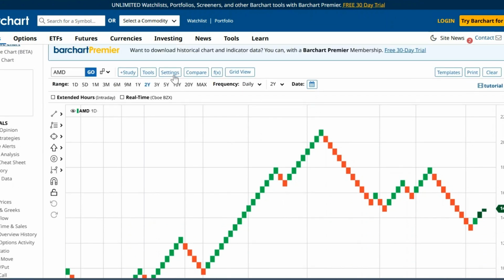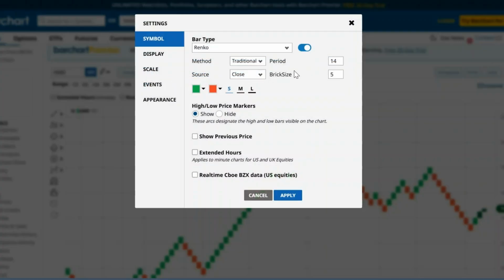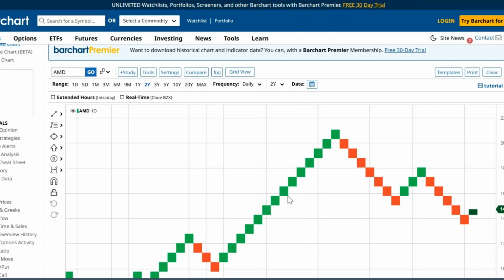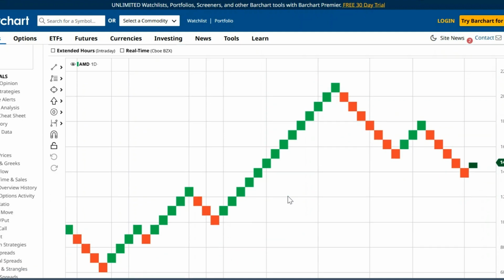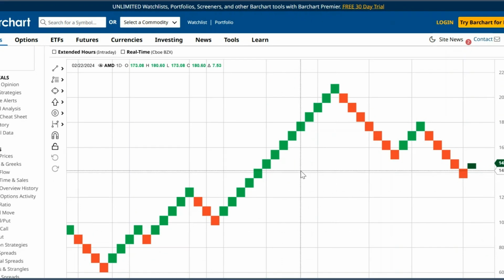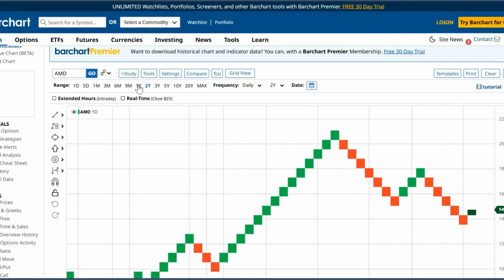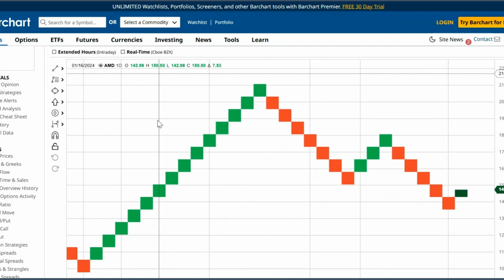Experiment with dynamic. Once you're comfortable, try setting a dynamic brick size using ATR. Most trading platforms offer this feature, and it can add an extra layer of precision to your trading. Test before trading. Always backtest your strategy with different brick sizes before going live. This will help you understand how each setting impacts your results.